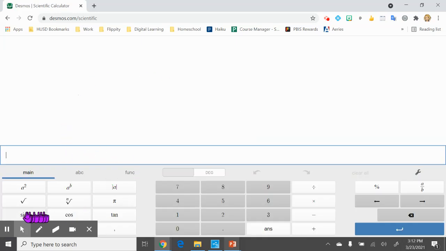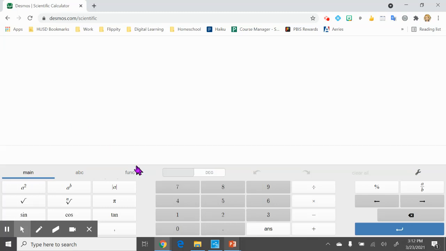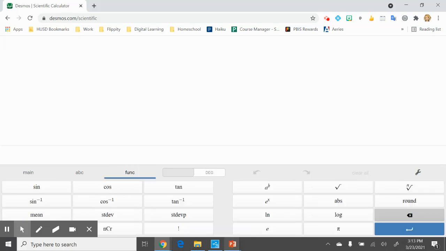And hopefully you realize this is where sine, cosine, and tangent live. Those are the regular sine, cosine, and tangent. So how do we find the inverse ones? In order to find the inverse, you're going to have to click over here on this function button. So you click there, and hopefully you do see a whole bunch more stuff. And there's the sine inverse, cosine inverse, and tangent inverse. So we're going to be focusing on these buttons.